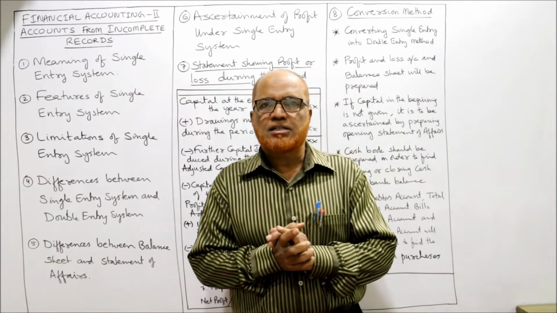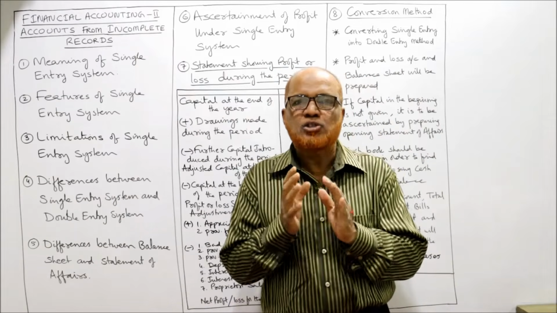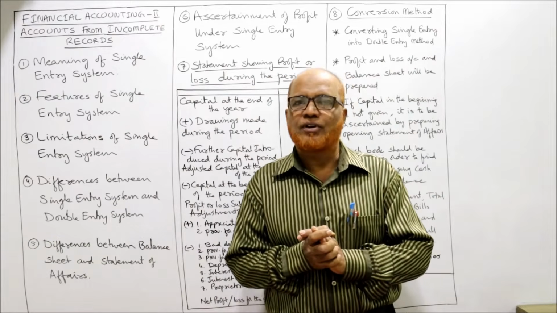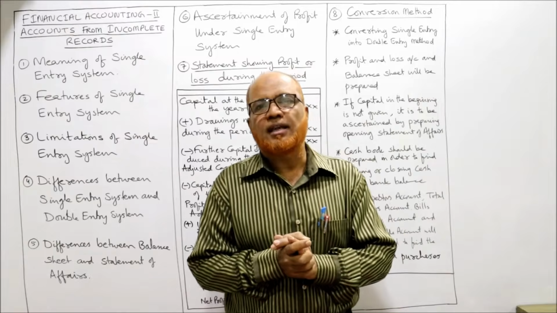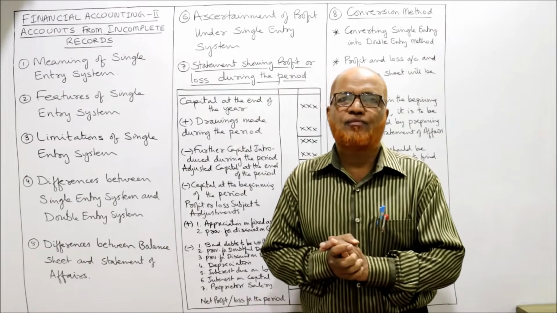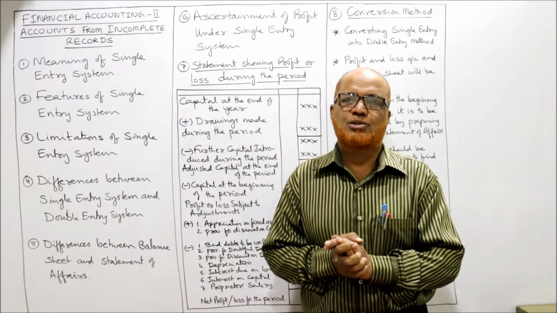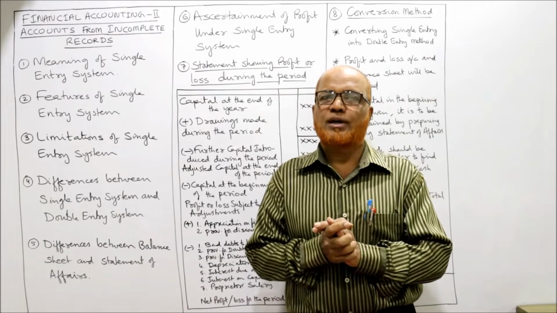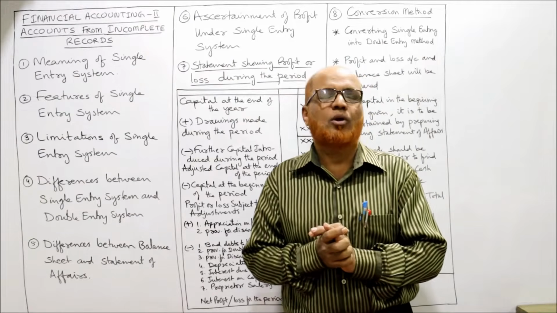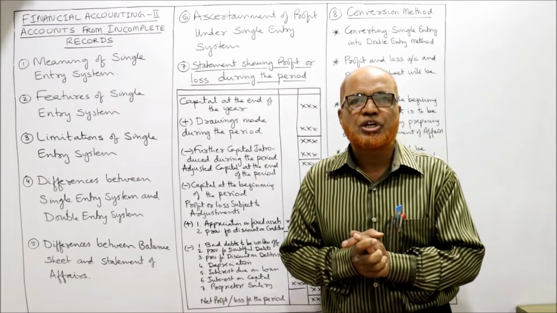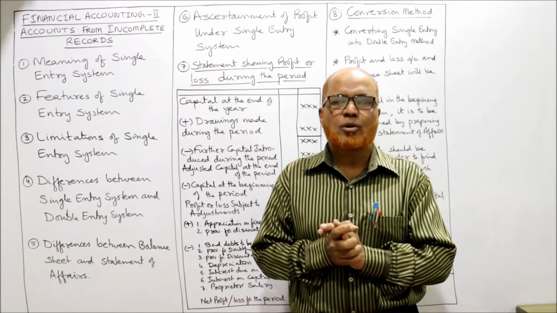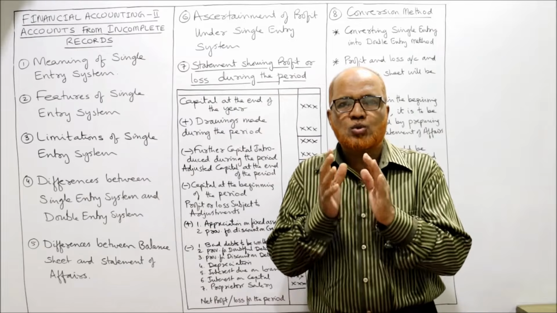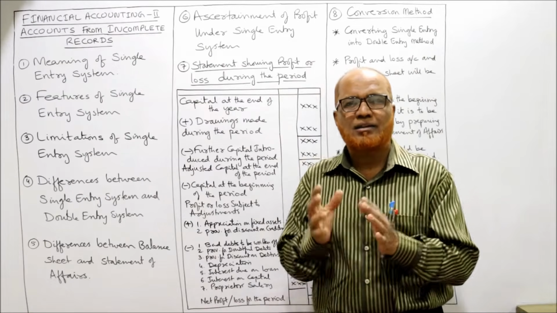So far we have completed three topics: bills of exchange, joint venture, and accounts of non-profit organizations. Now we are going to start the next topic, accounts from incomplete records. I hope you have already watched my previous videos on joint venture, accounts from non-profit organizations, and bills of exchange, and that you have a good command of those three topics. Now we are moving on to the next one. I hope the students and viewers will watch till the end to get complete command.